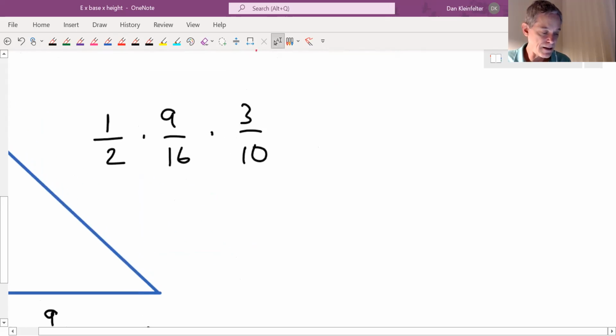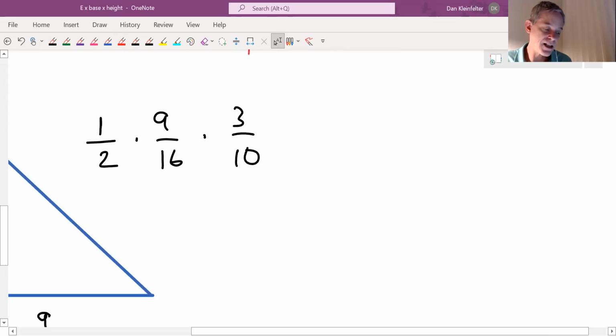Okay, so let's see about any kind of simplification that can be done here. So is there anything that could be done here? Well, the 2 doesn't have any common factors with 9 and 3. 16 and 10 in the denominator don't have any common factors with anything in the numerator. And so there's no simplification that could be done here. So sometimes that happens and it's okay.